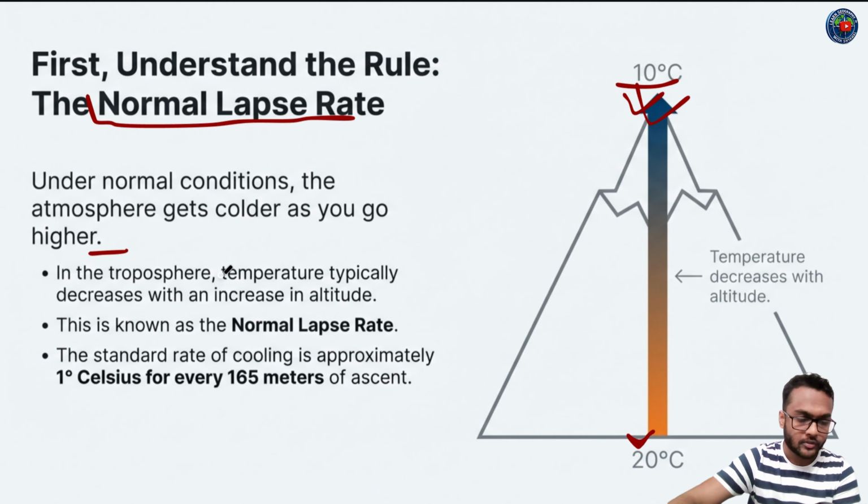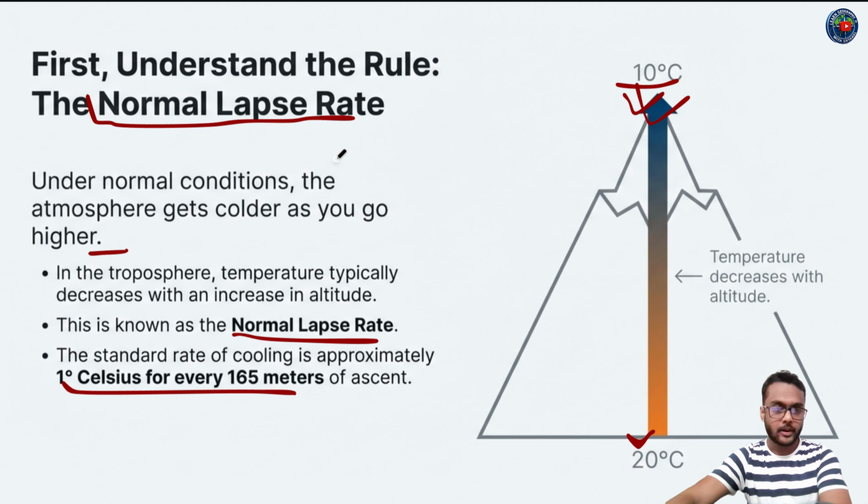Okay, in the troposphere, temperature typically decreases with an increase in altitude. This is known as normal lapse rate. Okay, this is the normal phenomenon. The standard rate of cooling is approximately 1 degree Celsius for every 165 meters of ascent. Okay, this is the normal lapse rate.